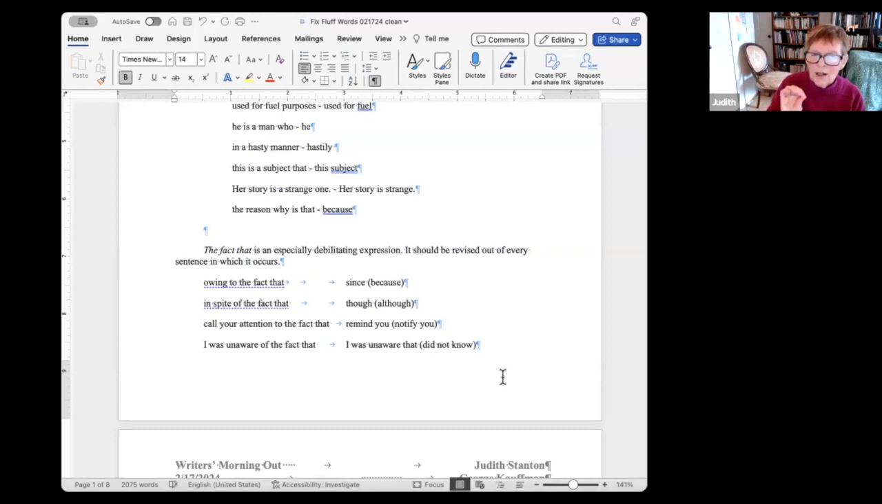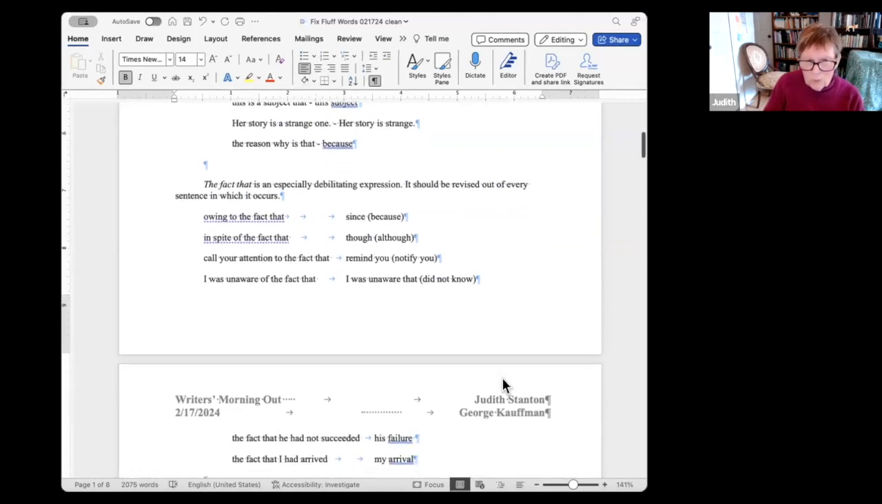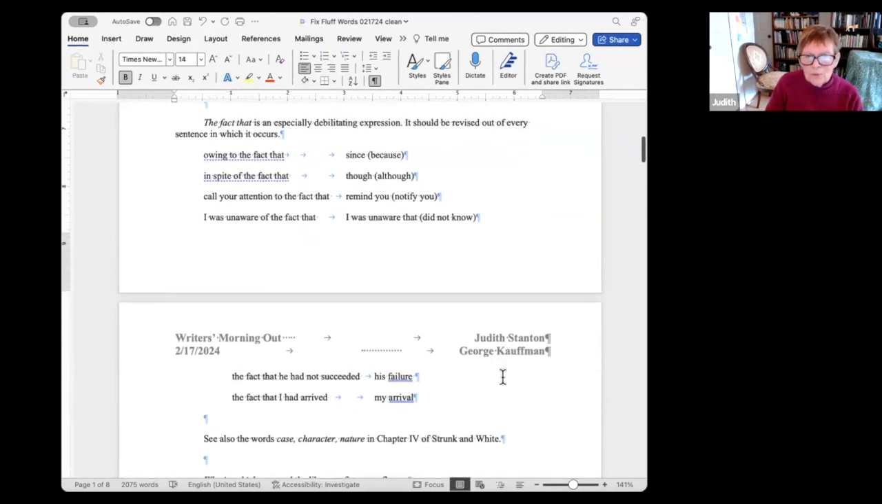And the last one there is perfect. The reason why is that: because does all that work. And the fact that Strunk believed was an especially debilitating expression, it should be revised out of every sentence in which it occurs. He apparently was a rather grumpy fellow, and you can just hear him making these pronouncements to his poor junior students.